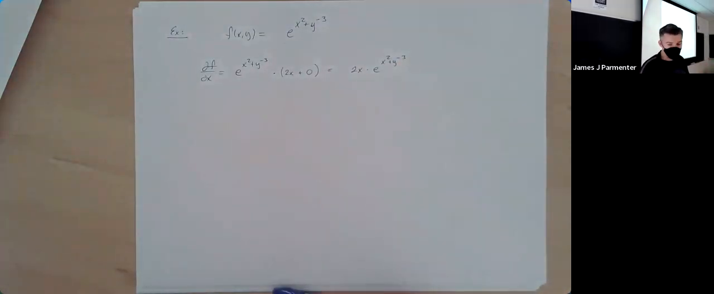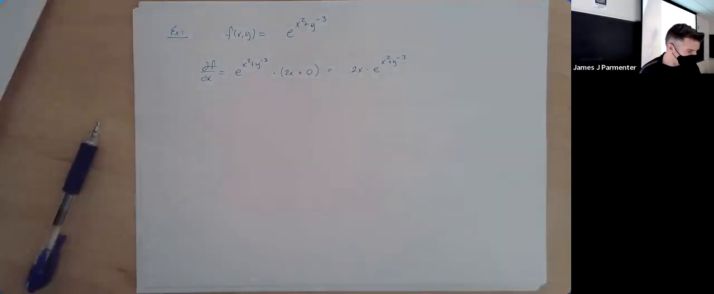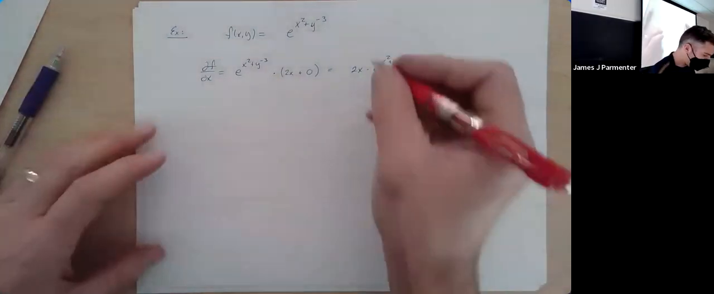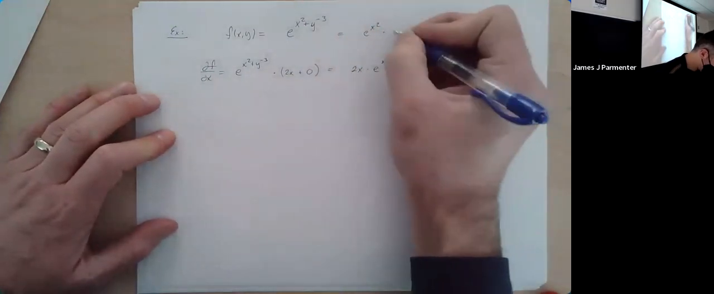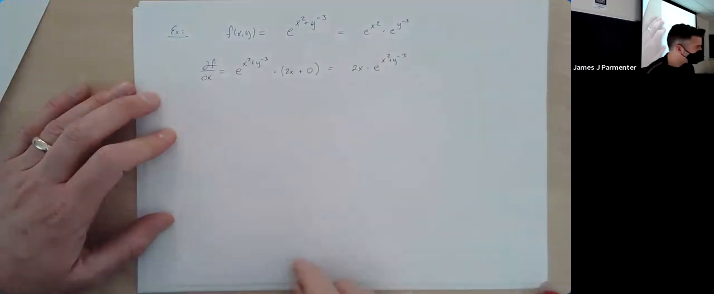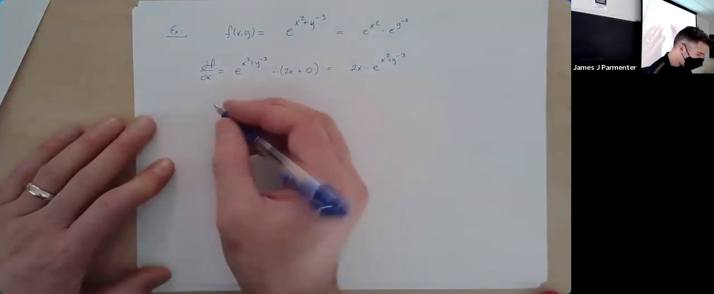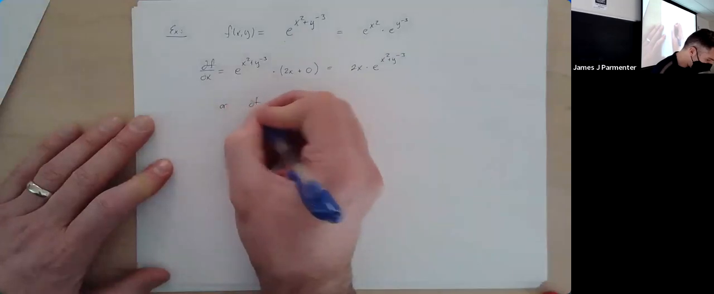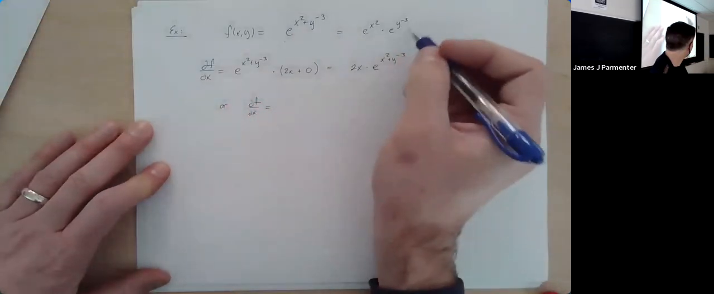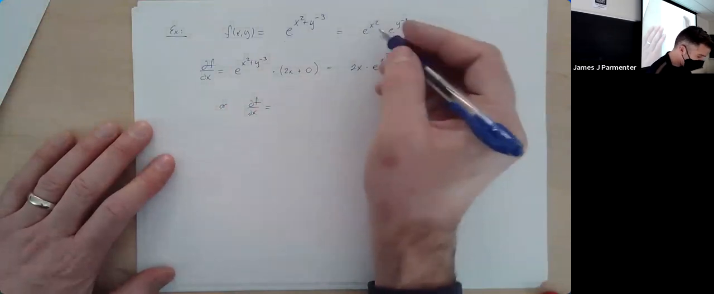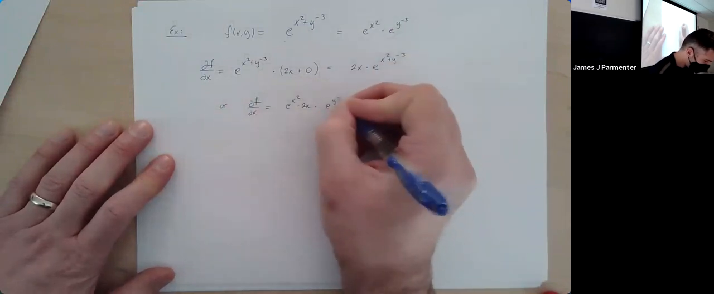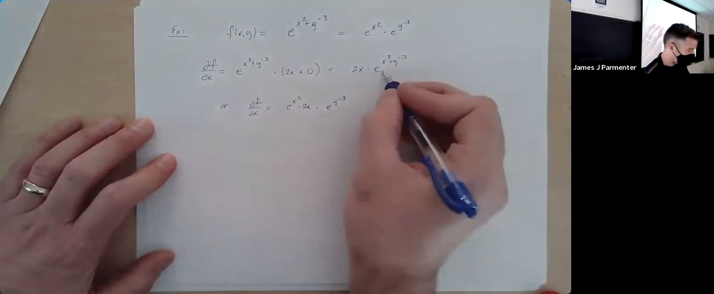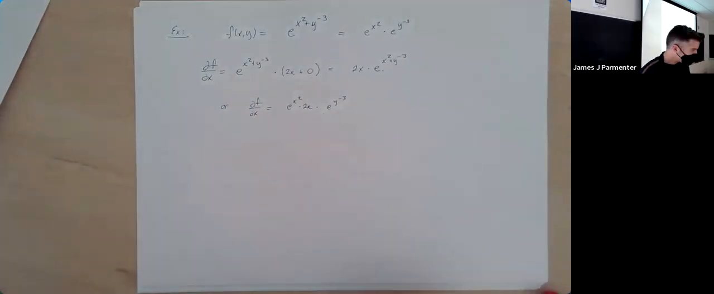Now, one option we could have explored, though this isn't always an option, is rewriting this as e to the x squared times e to the y to the negative third. And then if we'd taken the derivative, the e to the y to the negative third is just a constant that's going to stick around. So the derivative of e to the x squared is e to the x squared times 2x, and then that constant just stays around. That's exactly the same as that. It's just written a little differently. So sometimes you can simplify things before differentiating to make it a little easier.